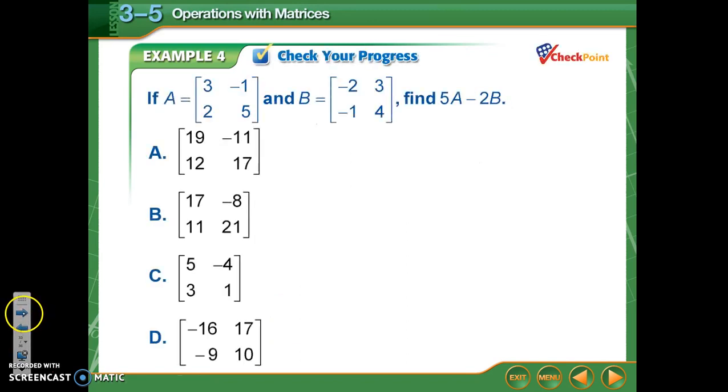All right, here is one for you. The answer is A. So you should have taken 5 times matrix A, 2 times matrix B, and then subtracted.